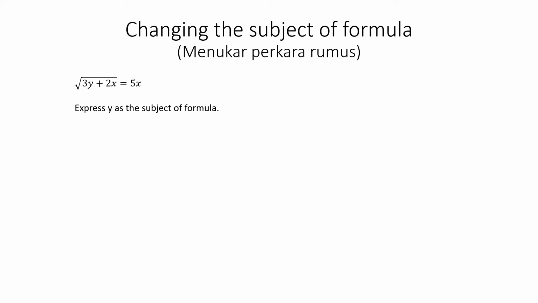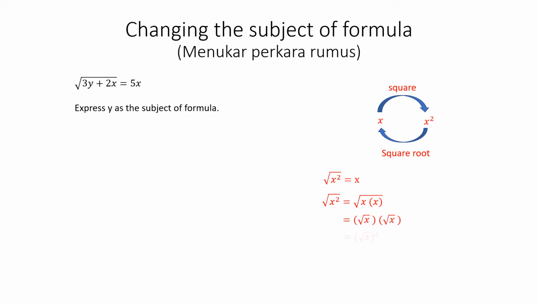And for this question, express Y as the subject of formula. And you can see that Y is inside a square root. Still remember what is square root? When you square an x, you get x squared. And square root is actually the opposite of square. So when I square root an x squared, I will get x. This is also equal to the square root of x multiplied by x. I can write it in this form or this.